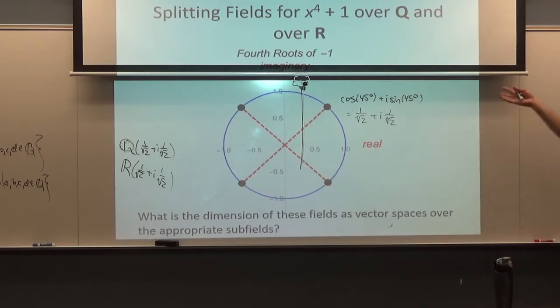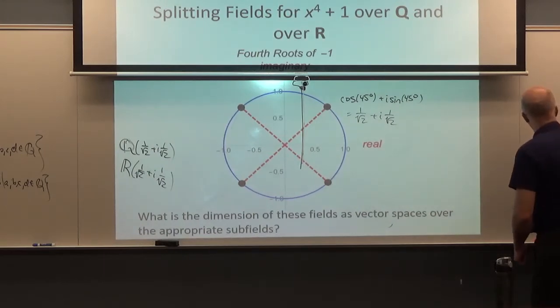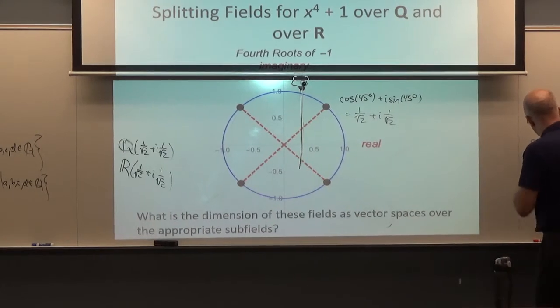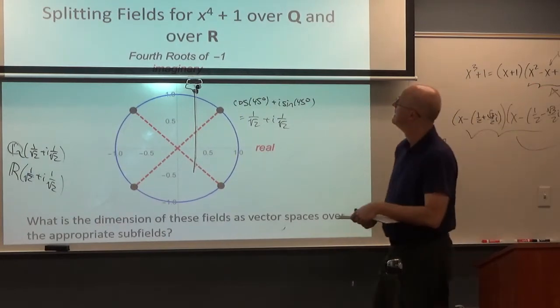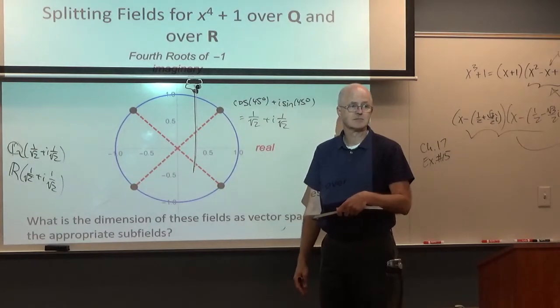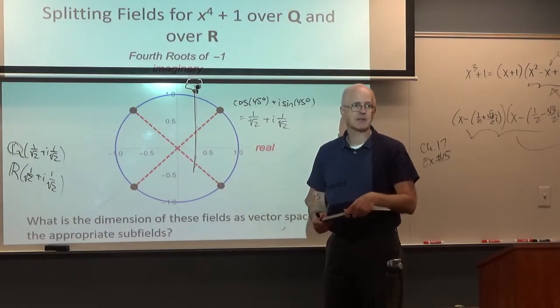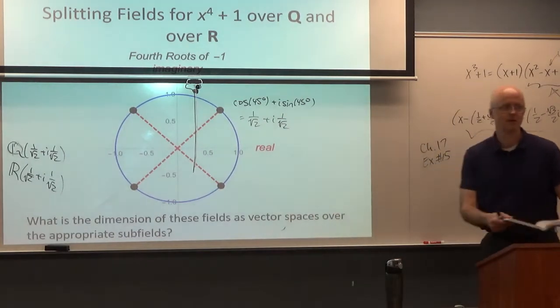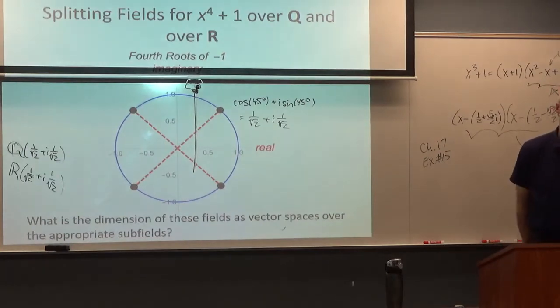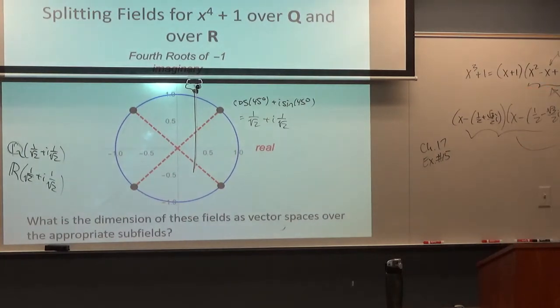Page 301 actually refers to both Q and R. Chapter 17, exercise number 15. It says, show that x to the fourth plus 1 is irreducible over Q, but reducible over R. Actually, let me verify for you that it's reducible over R here in class. The irreducibility over Q, if you want to know and you are trying to be efficient with your time, you can just look in the back of the book.